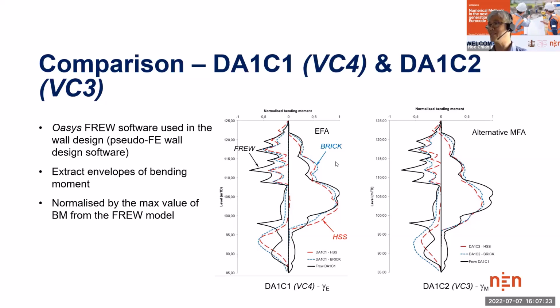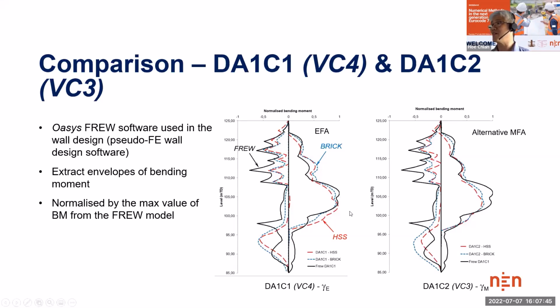What you get is that anything that is lesser than the FREW envelope shows that the analysis is slightly more economical in terms of design compared to the FREW output.